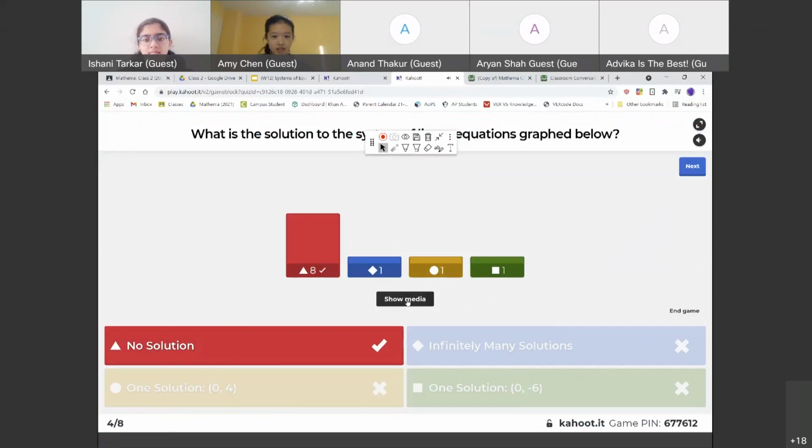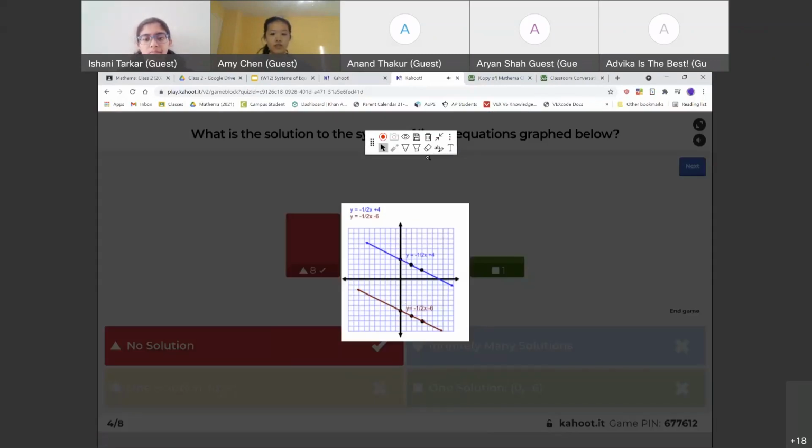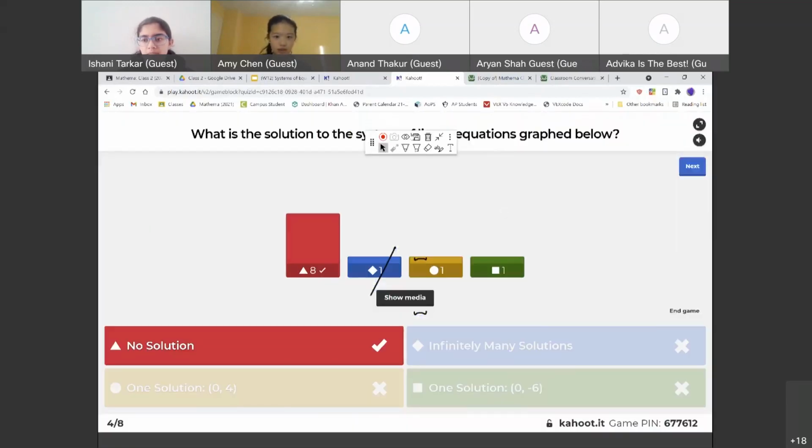Yep, 7th. This system doesn't have a solution, and the reason is that these lines have the same slope. In other words, they're parallel, so they'll never touch, which means they'll never intersect, which means they don't have a solution. It was too small to read. You would have to infer that.